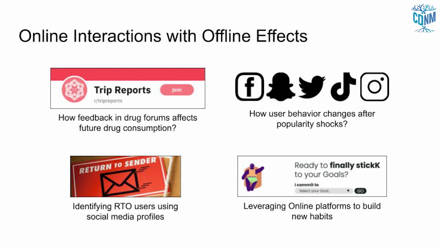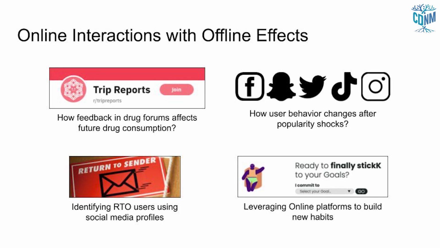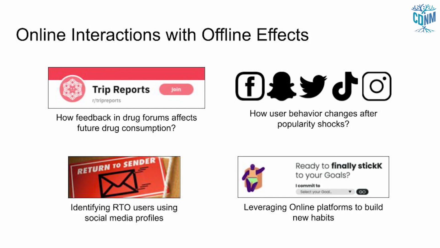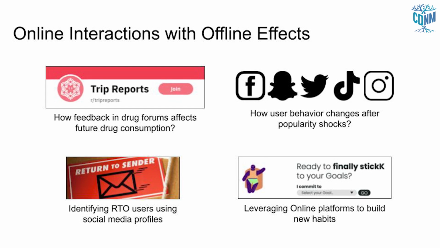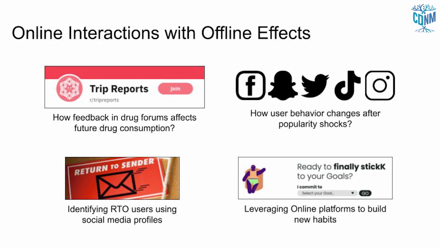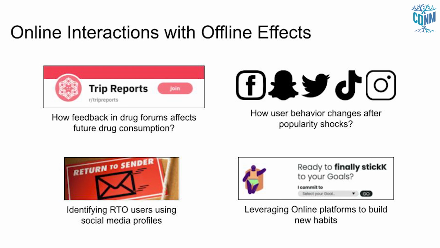My work lies in the intersection of computational social science and AI. My thesis is related to understanding online interactions and the effect they have in the offline world. Some examples of my work are understanding drug forum interactions and how they affect future drug consumption, how getting viral on the internet can change user behavior, and how online tools can help people build new habits.